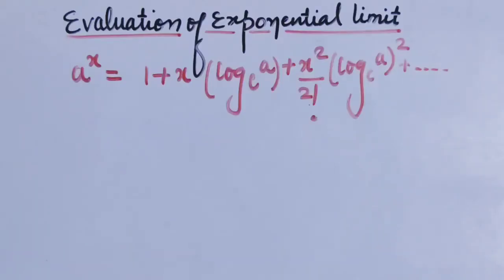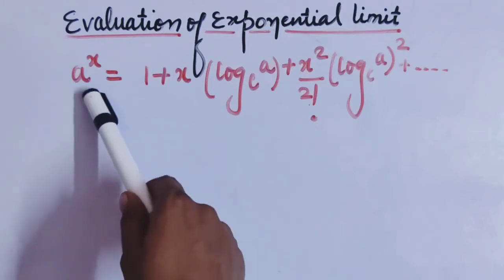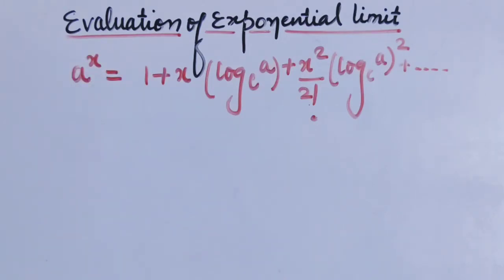Hello students, today we are going to start with evaluation of exponential limit. But before starting, we should be aware of some expansions. Like a raised to the power x is equal to 1 plus x log a to the base e plus x square by 2 factorial log a to the base e whole square and so on. With the help of this expansion, we will be able to evaluate the standard exponential limit.